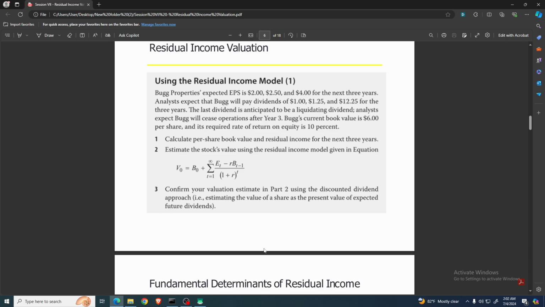Estimate the stock's value using the residual income model given in the equation, which we have just discussed, and confirm the valuation estimate in part 2 using the discounted dividend approach, that would be estimating the value of a share as the present value of expected future dividends. So let's make an assumption here, otherwise it's going to be quite difficult to do. That would be the Bugs properties operations is going to cease after year 3, with the last dividend being a liquidating dividend.